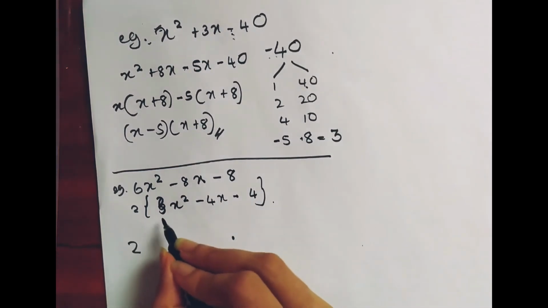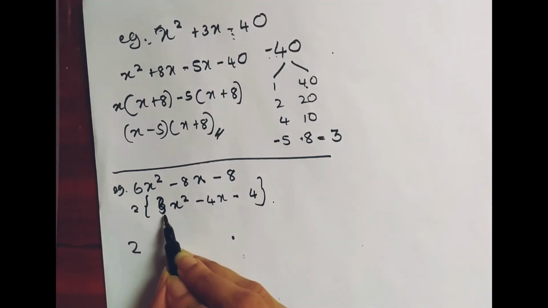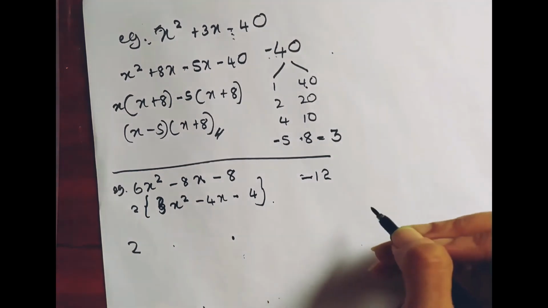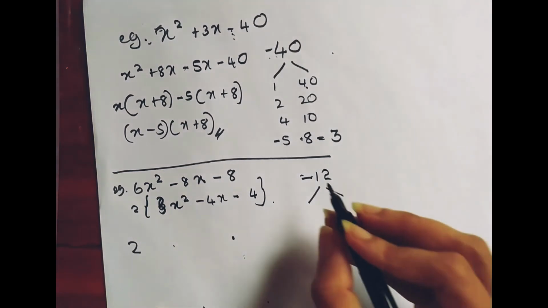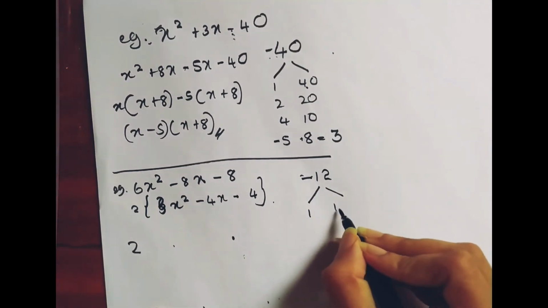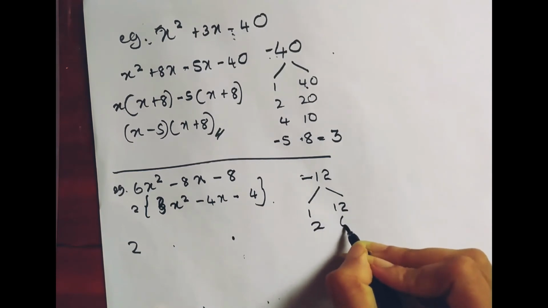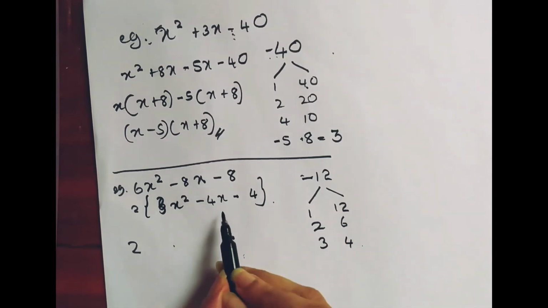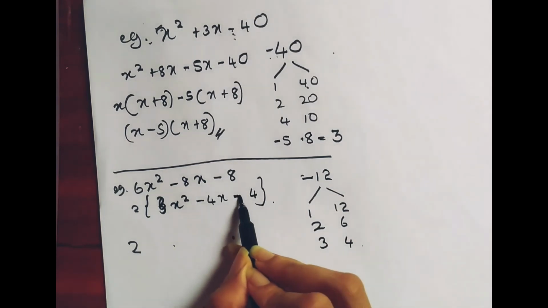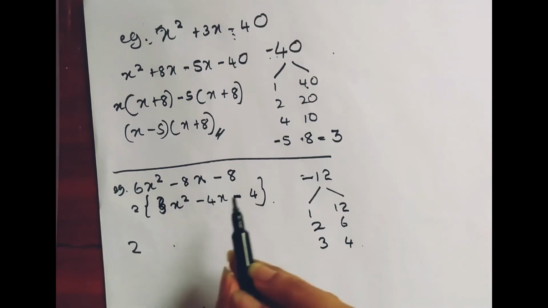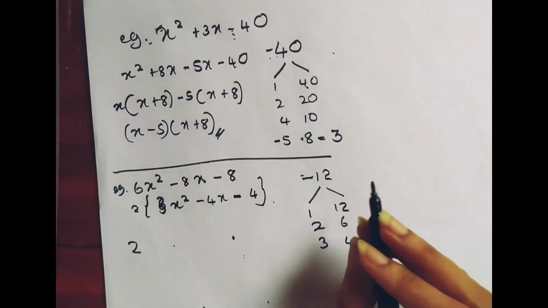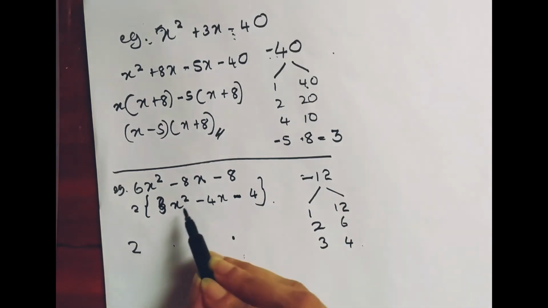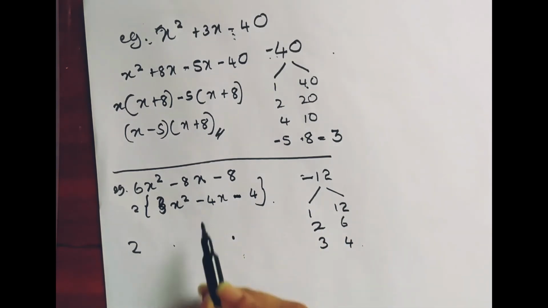Now we'll do the factorization for this. So this is 3 here. 3 times minus 4 is minus 12. Now we'll see what the factors are. 1 into 12, 2 into 6, 3 into 4. And here it should be a subtraction, right? Because this is negative. So one of these should give you a difference of 4, and that should be a negative one because this is negative.